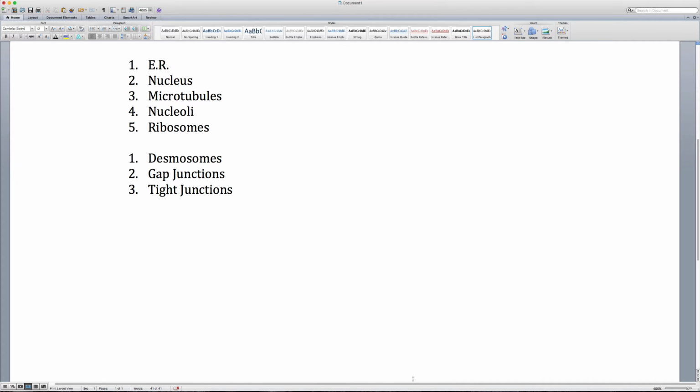Next question, which one of these allows ions and small molecules to pass through from cell to cell? Next question, which one of these is present in electrically excitable tissue? Next question, which one of these is abundant in tissues that are subjected to great mechanical stress?